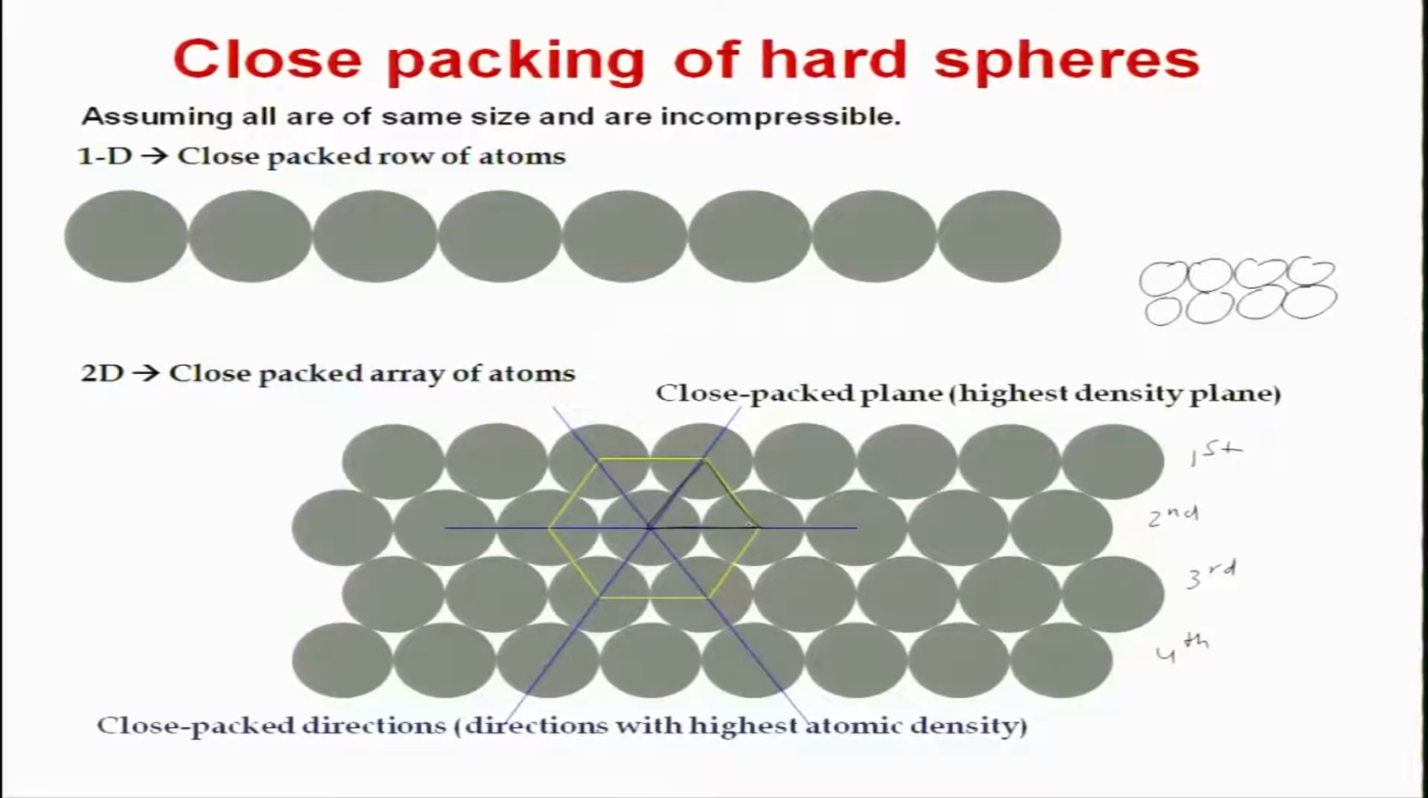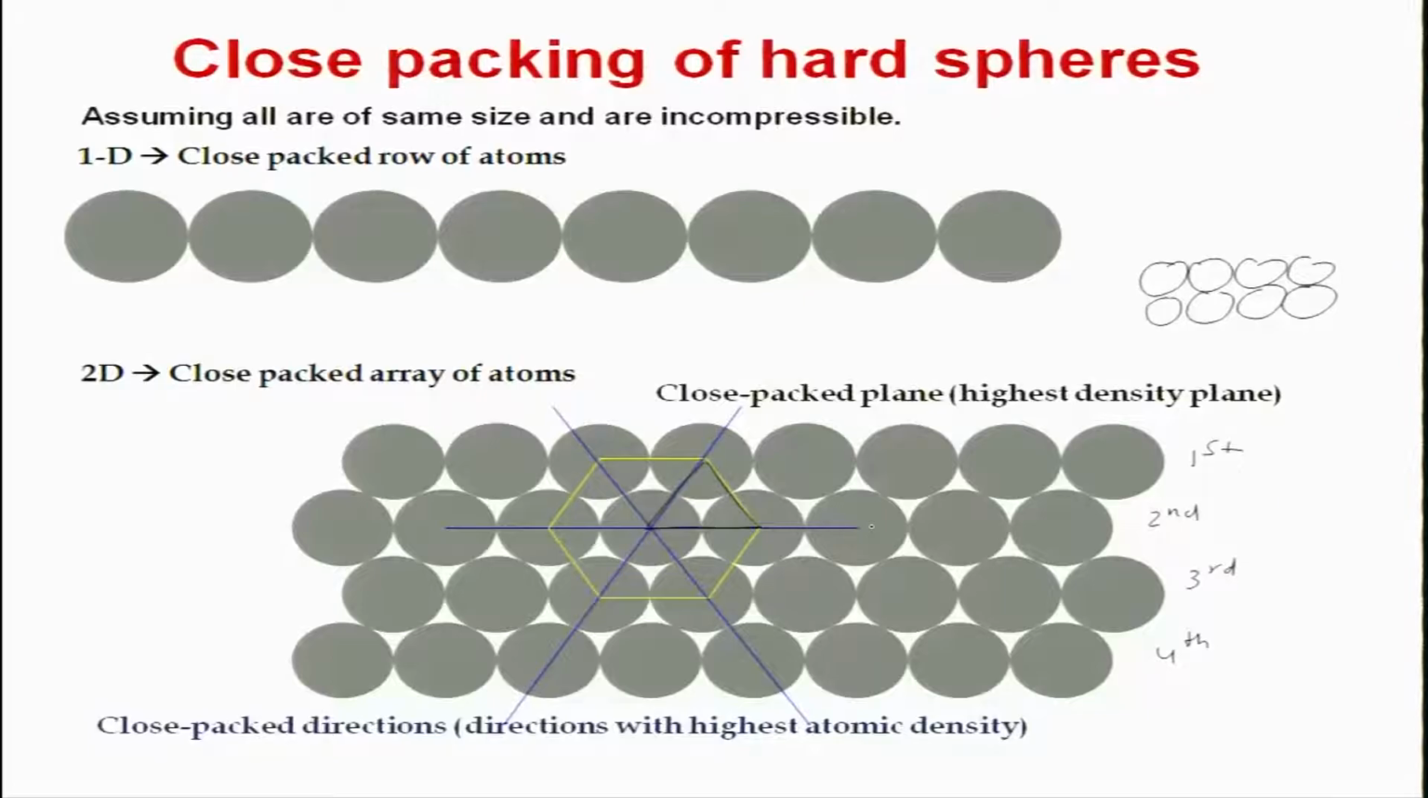And you have close packed directions. The directions depicted in blue are the directions with highest atomic density. So, this direction, that direction, this direction, they all are. How many directions within a plane are close packed? You have 3 directions, and if you take the negative indices, this is 6 directions within a plane which are close packed. But you have 3 distinct rows of atoms which are close packed and which are at equal angles to each other.